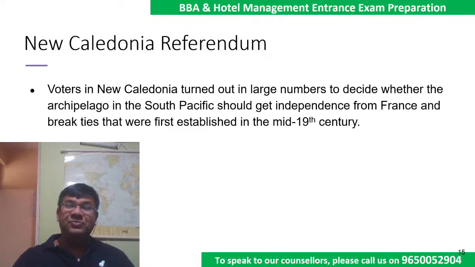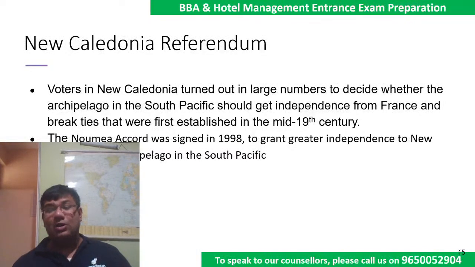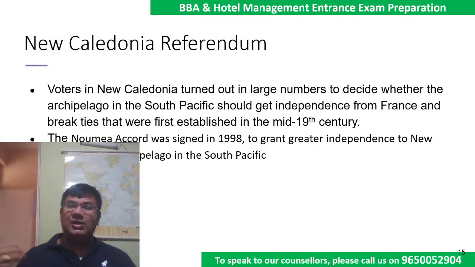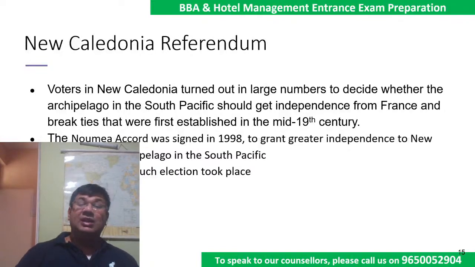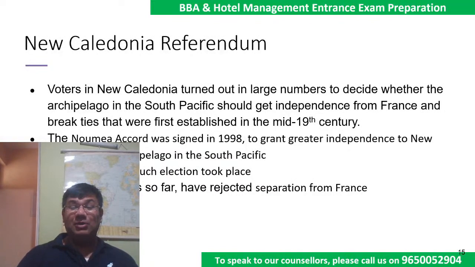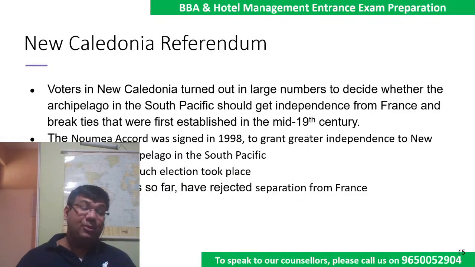Let's just continue. So yes, I've already explained this. Now it all started with the Noumea Accord. In 1998 it came for the first time, the Noumea Accord signed by the French. So from 1998 they started giving greater independence to New Caledonia. France was okay to give New Caledonia independence. In 2018 such an election took place, and in 2020 another election took place, and shockingly both times people actually rejected independence. Now this might shock a lot of people, but it's probably very practical.